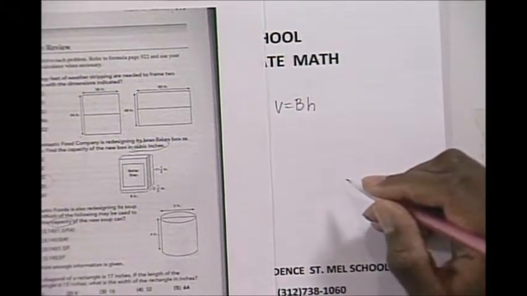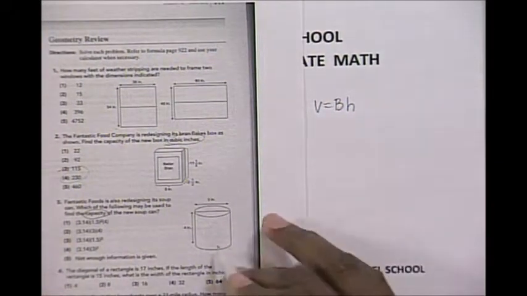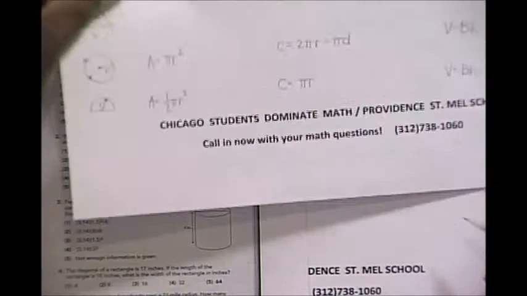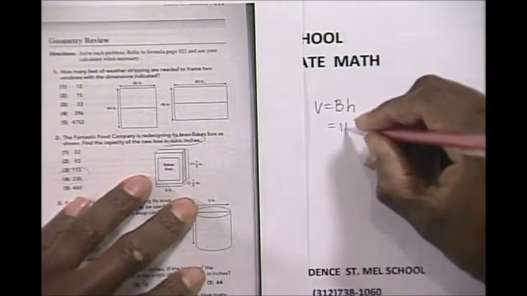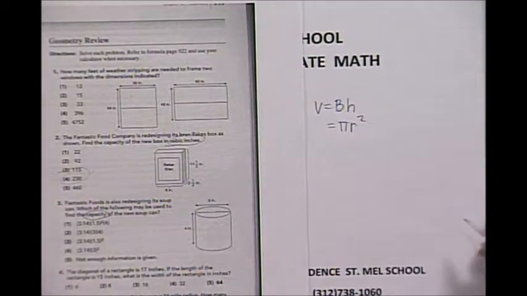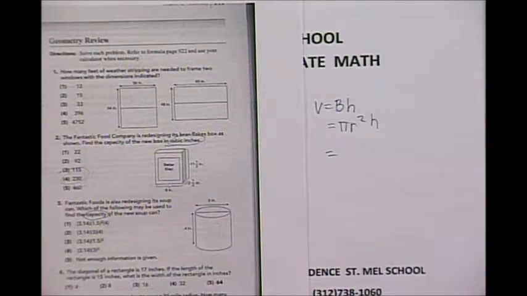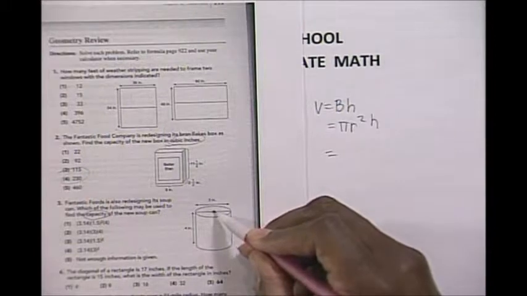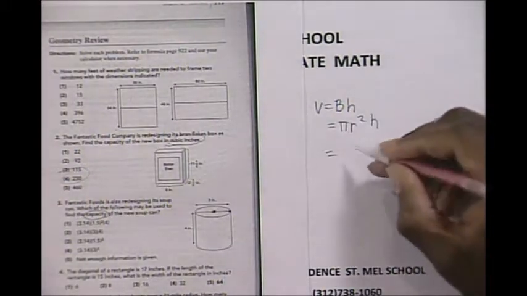So you ask yourself, what is the shape of the bottom of this shape? I want you to be able to see it's a circle. So you got to find the area of the circle. We showed you all your formulas. The formula for the area of a circle is pi r squared. So you put in pi r squared times the height of the object. I told you that the definition for a radius was from the center to the edge of the shape. We talked about that earlier in the show.